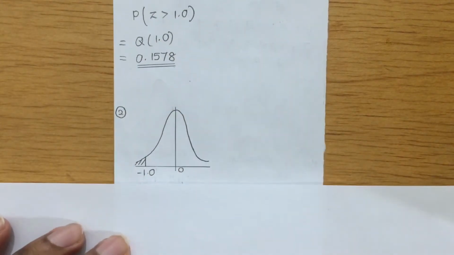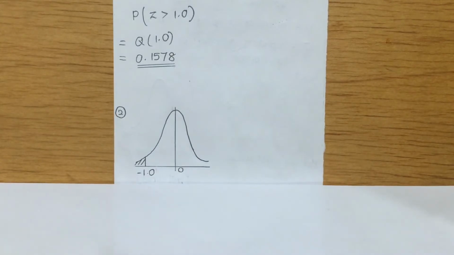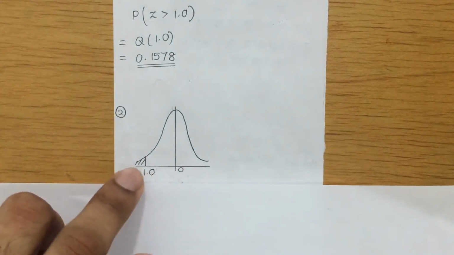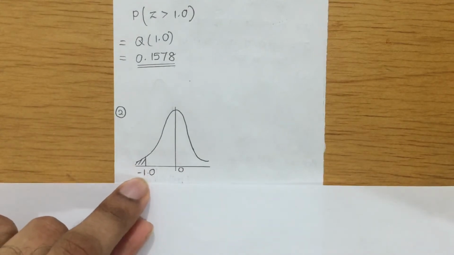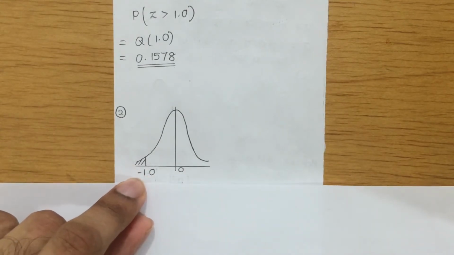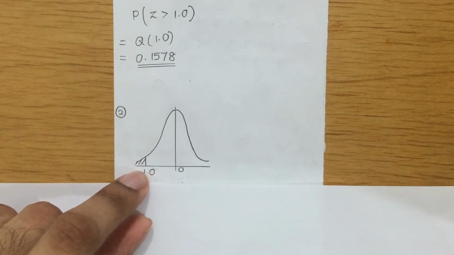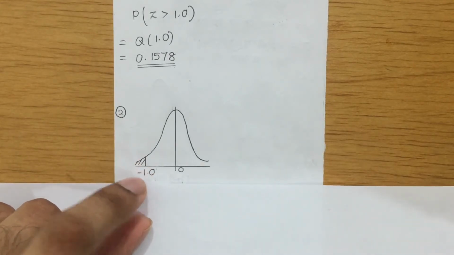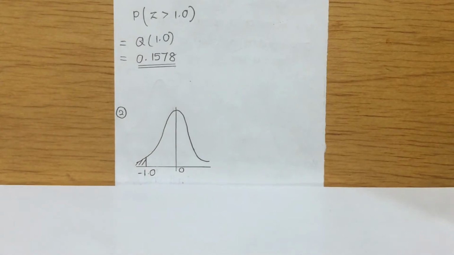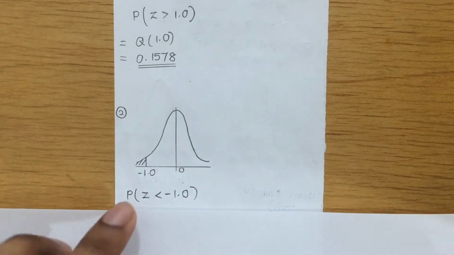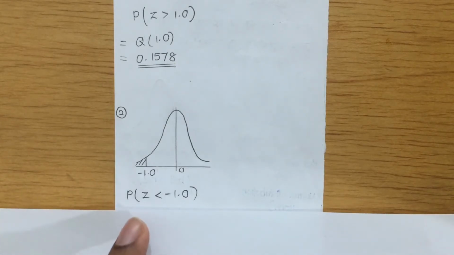So this is your second example. Instead of the positive side, now it's shaded to the negative side over here. As you look over here, your z value is now negative 1.0 and it's shaded to the left side of the region. So what does this mean, guys? This means that your probability of z is less than negative 1.0. So you have to find the probability such that your z value is less than negative 1.0.